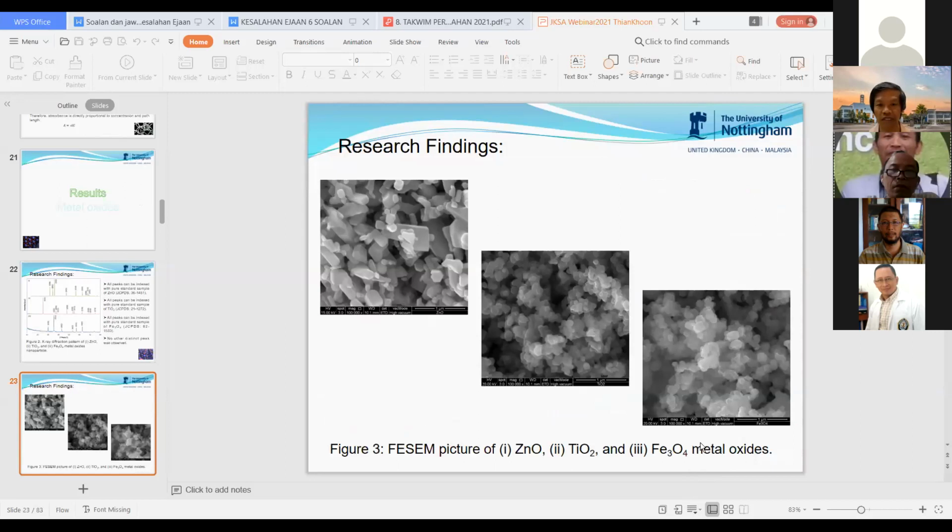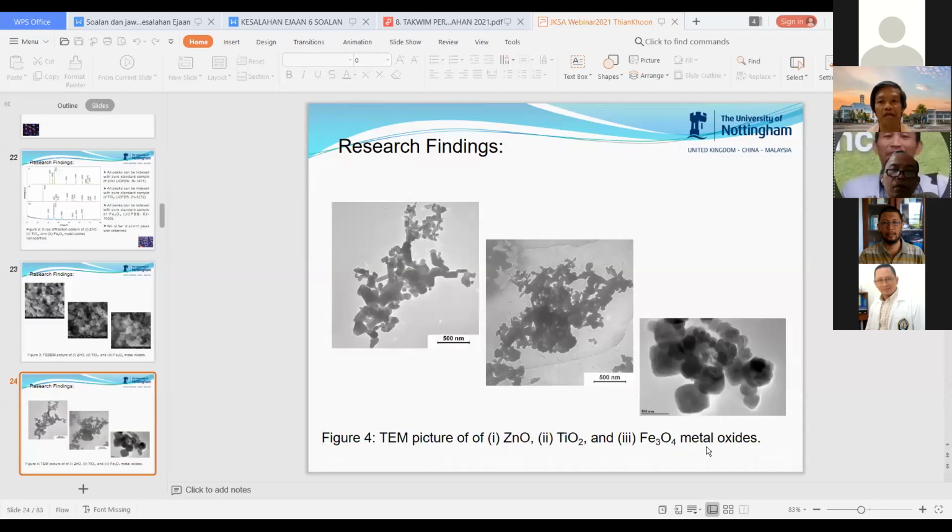Then we look at the structure and morphology under the FESEM. As you can see, zinc oxide has very different, varied shapes, but titanium dioxide is mostly spherical, same as the iron oxide. And when we look at the TEM, they seem to be monodispersed. There are no serious agglomerations here, which is really good.